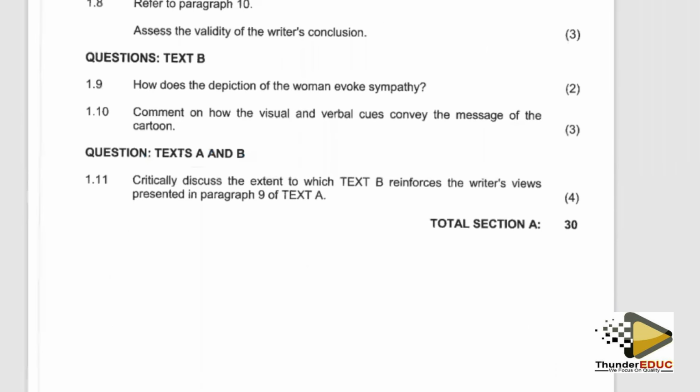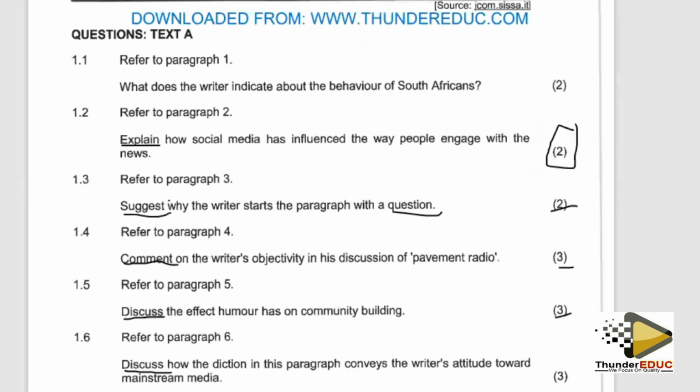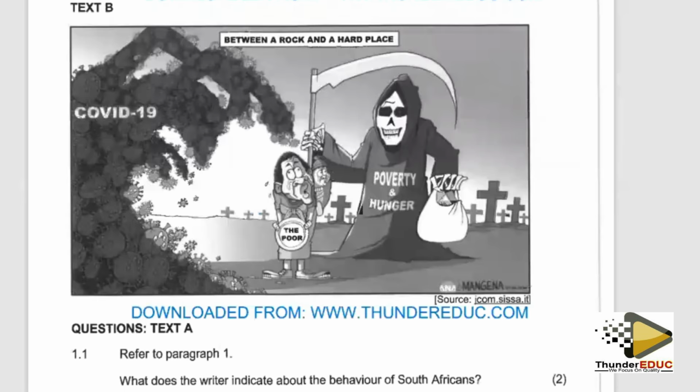How does the depiction of the woman evoke sympathy? The key word is depiction. How is she portrayed? So which means we also have sympathy as our answer. It's 2 marks. Now we must be able to find something in the woman. Body language, facial expressions can help us. The wide open eyes, we now see. And therefore she is representing the poor, which means she is poor.